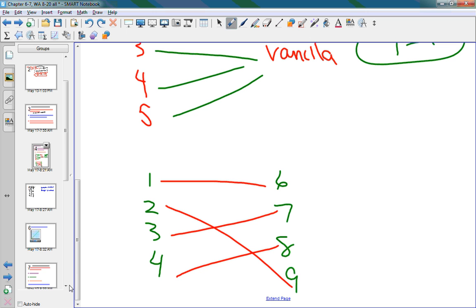Look down here. Is this a function first? In other words, what's the question we asked? Did x repeat? 1 went to 6, 2 went to 9, 3 went to 7, 4 went to 8. X did not repeat, so therefore it is a function. Why is it a one-to-one function also? Because 6 is only going to 1, 7 is only going to 3, 8 is only going to 4, and 9 is only going to 2. Do we understand that? There are no double dippers there. This is a one-to-one function. And since it is a one-to-one function, what exists? The inverse.